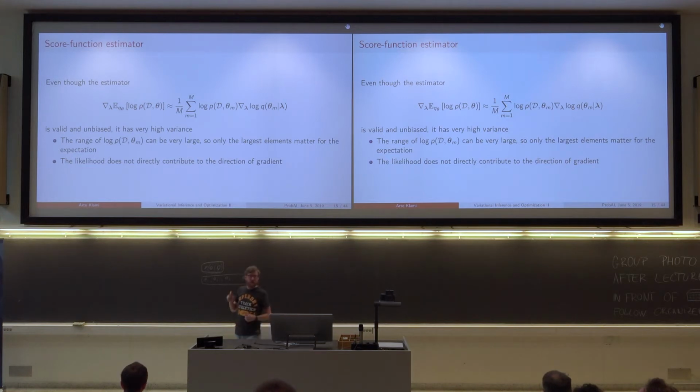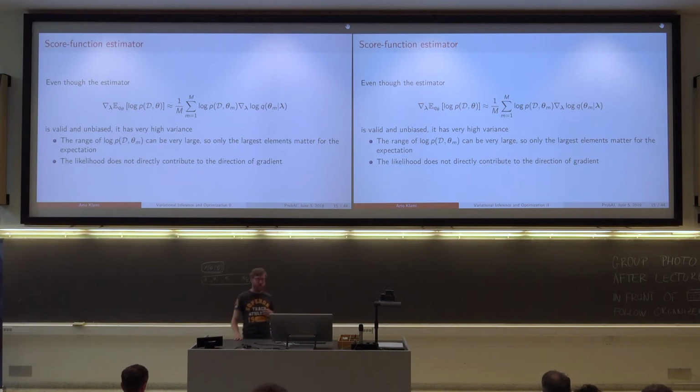So this estimator is valid. It's a Monte Carlo estimator for the gradient, but there are some real problems. It actually has extremely large variance. So it essentially means that m has to be extremely large in order to get a reasonable estimate.